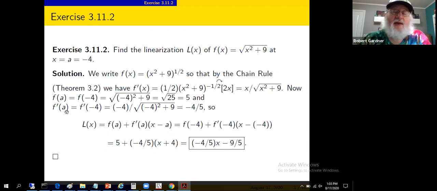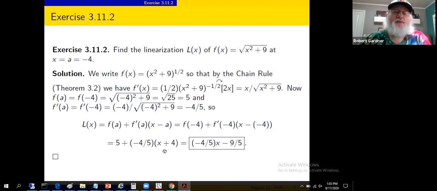We need f of a and f prime of a. F of a, f of -4, plug -4 into the original function, gives us a square root of 25, which is 5, square root understood to mean the positive square root. F prime of a, f prime of -4, plug -4 into the derivative, into this function here, gives us -4/5. So the linearization being defined as f of a plus f prime of a times (x minus a), with these numbers would be: f of a was 5, a 5 goes there. F prime of a was -4/5, goes there. A itself was -4, so a -4 goes there.